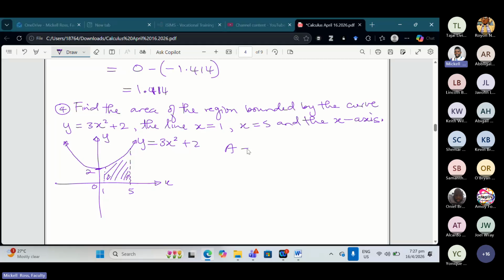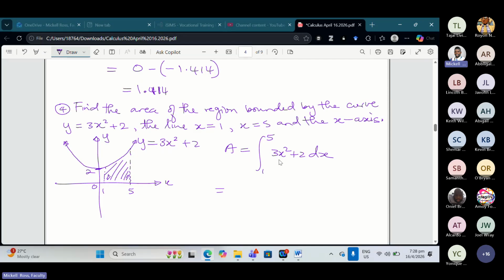So the area is going to be equal to the integral from 1 to 5 of the function 3x squared plus 2, and you're integrating with respect to x. Remember, if it was volume, you would have to multiply by pi, all right? So we're mindful of that. So this is going to be equal to the integral.